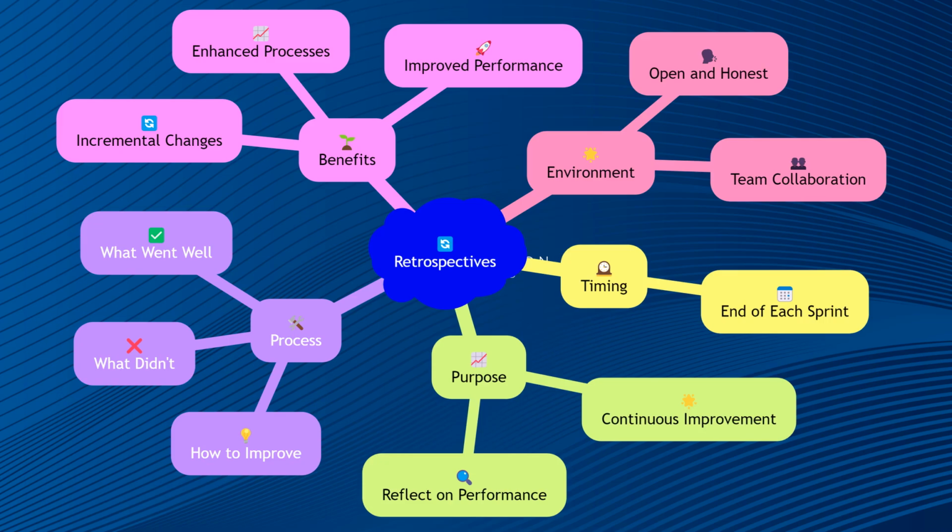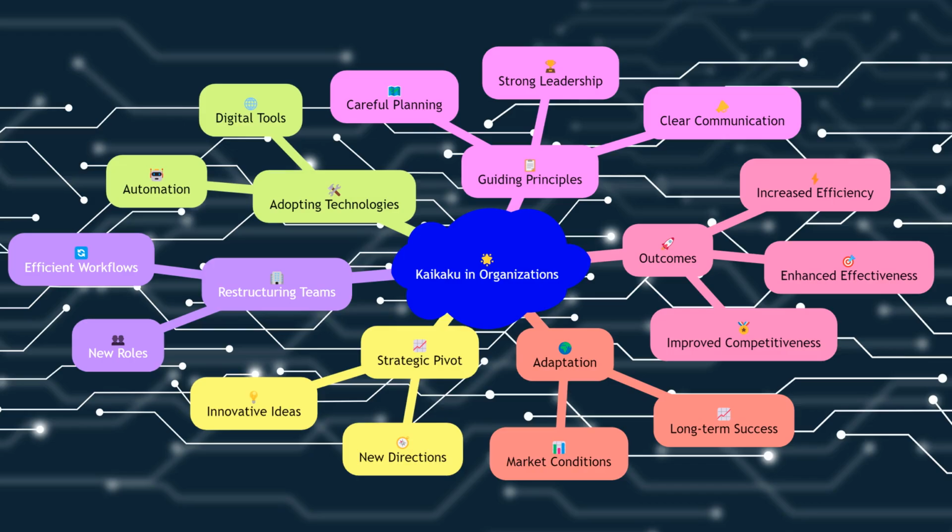and greater overall success. Kaikaku can also be applied at an organizational level to drive significant change. When a company needs to pivot its strategy, adopt new technologies, or restructure its teams, Kaikaku principles can guide the process. This involves careful planning, clear communication, and strong leadership to manage the transition. While radical change can be challenging, it can also lead to substantial improvements in efficiency, effectiveness, and competitiveness. By embracing Kaikaku, organizations can adapt to changing market conditions and drive long-term success.